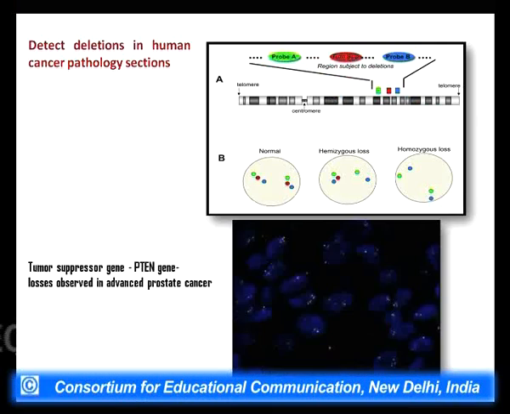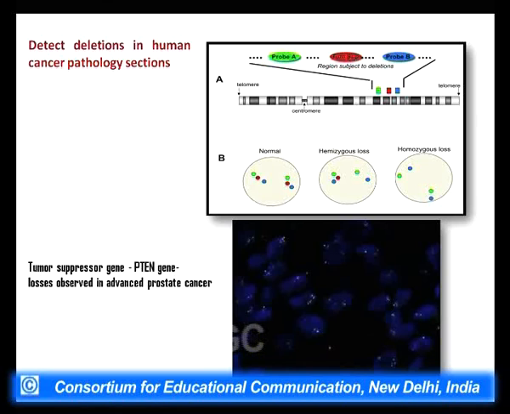Now in the second case, there is a hemizygous loss, which means in one of the chromosomes of the pair, the tumor suppressor gene has been lost. So there is no binding or hybridization of the red color probe, and we cannot see any red fluorescence in the second set of the image. Finally, there is a homozygous loss, where both sets of the tumor suppressor genes are lost from both chromosomes. So in the image, from both chromosomes, the red fluorescence is not there.